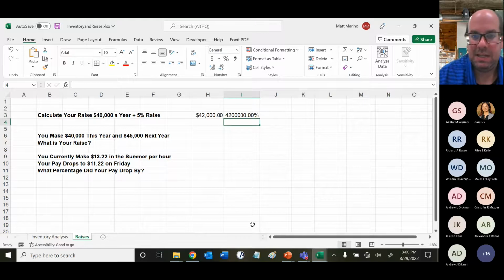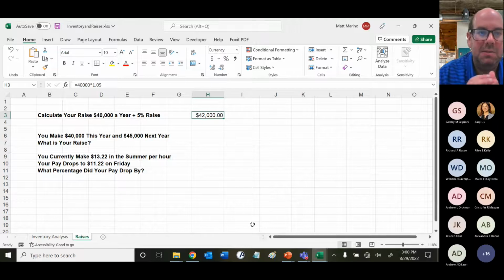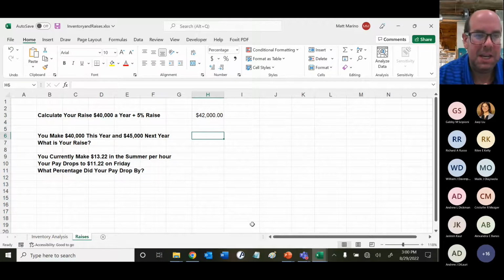It's the same exact answer, but it's quicker and easier just to do it with the 1.05. All right, next we're asked, you make 40,000 a year and 45,000 next year. What's your raise?